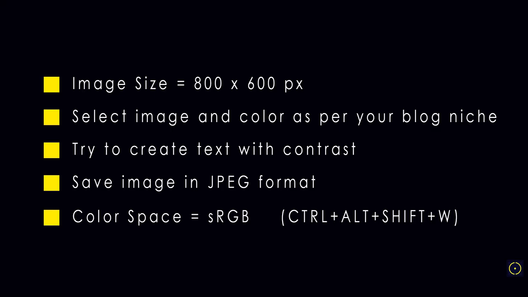I have summarized the content of this video. Make sure to keep the image size 800 by 600 pixel. Select image and color as per your blog niche, and try to create the contrast between your text. Save image in JPEG format while keeping the color space sRGB. As you press Control Shift Alt W, it will open up the export as box, where you can select JPG format and make sure to select the sRGB color space.